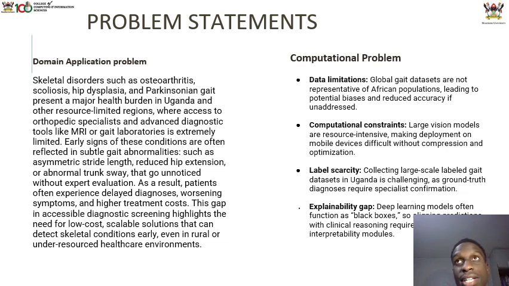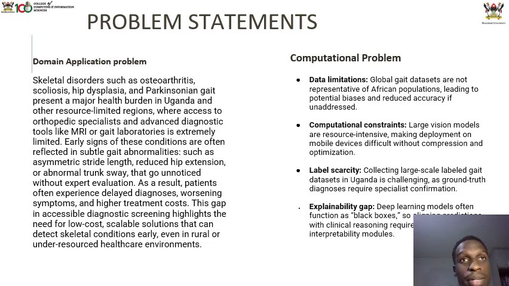As we have discussed, skeletal disorders like scoliosis and Parkinson's present a major health problem here in Uganda and other resource-limited regions, where orthopedic specialists are really few and far between. These gait abnormalities have early signs, often reflected in asymmetric stride length, reduced hip extension, and abnormal strength, and to an untrained eye, these signs easily go unnoticed. So these patients normally have delayed diagnosis, which could actually worsen the situation.